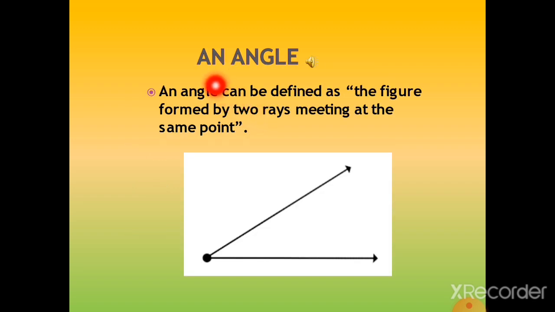An angle. Now what is an angle? An angle can be defined as the figure formed by two rays meeting at the same point. See in this figure, this is one ray and this is the second ray meeting at the same point. These two rays meeting at this point, this is called an angle.